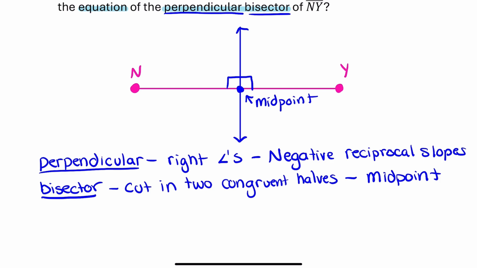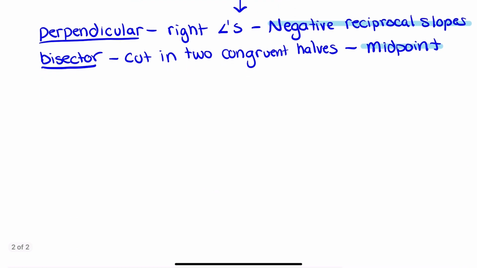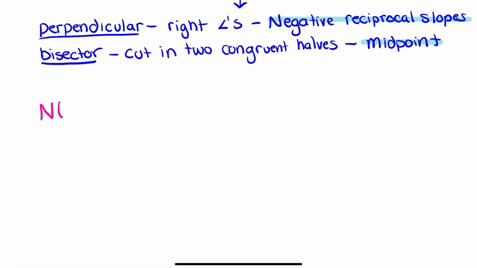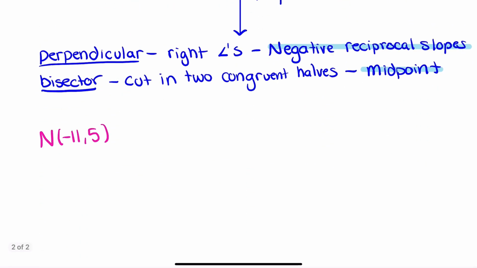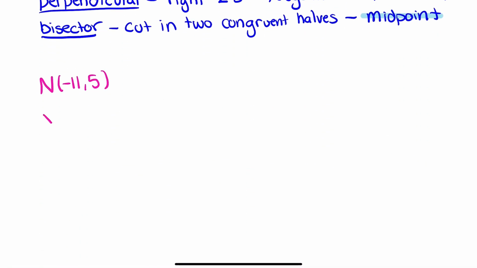The two things that I really need to pay attention to is that I need negative reciprocal slopes and I need the midpoint. And those two points that they gave me for N and Y are going to help me to do that. So first and foremost, let's take a look at N and Y. Again, we said N was (-11, 5) and Y was (5, -7).